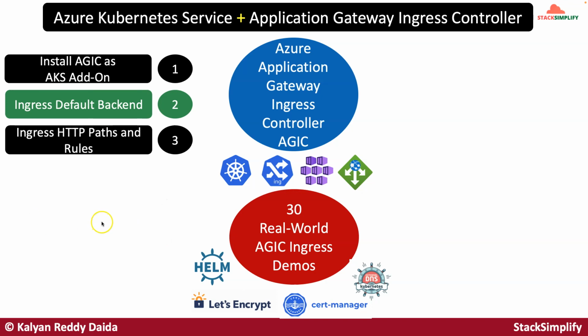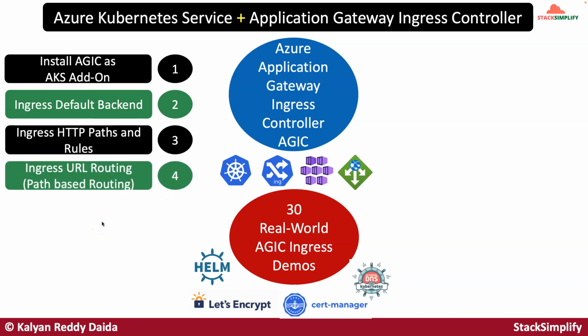So once we learn the basics, we'll go ahead and then implement the Ingress URL routing, which is nothing but, on application gateway, we are going to call it path-based routing. So using Ingress service declaratively, we are going to define an Ingress service object with URL routing, and that is going to get created as path-based routing in our application gateway. So we are going to implement that with 3 sample applications.